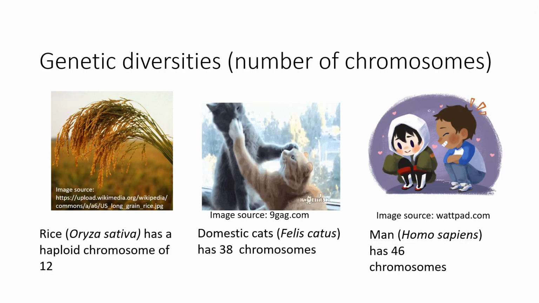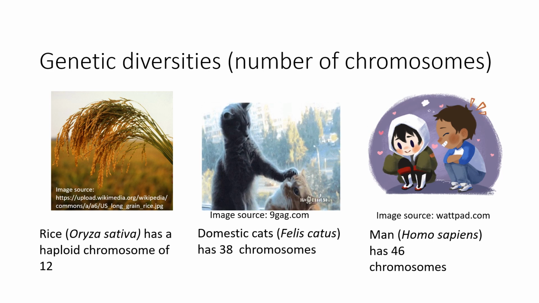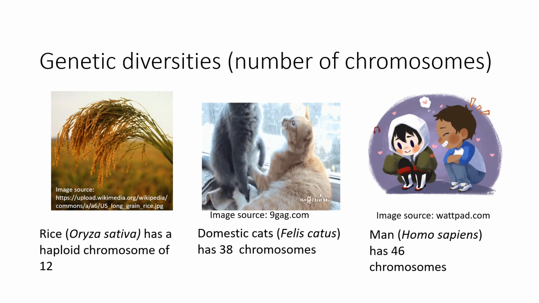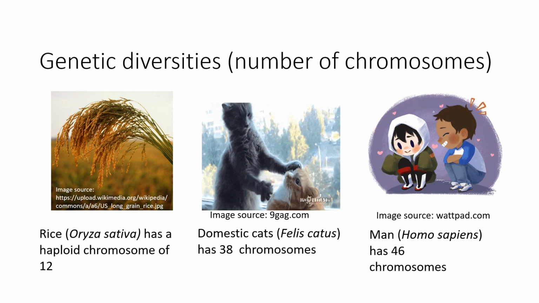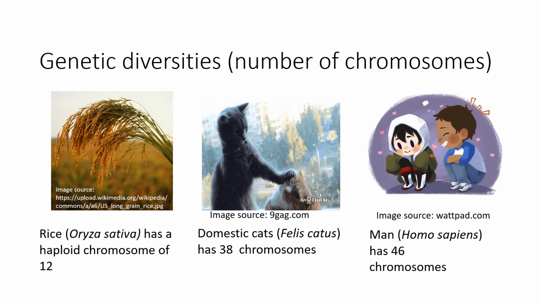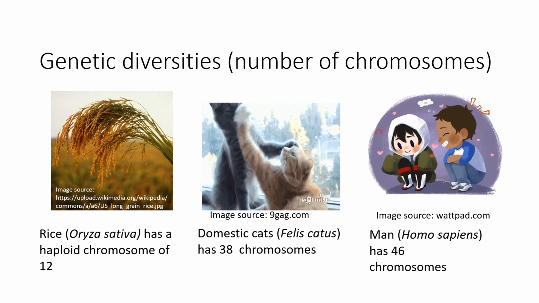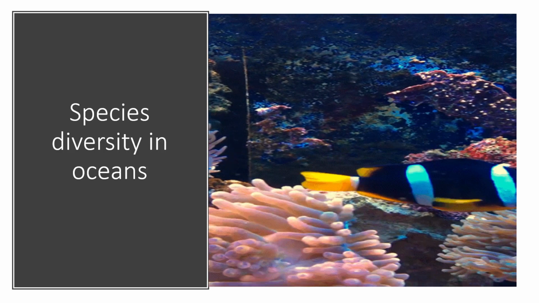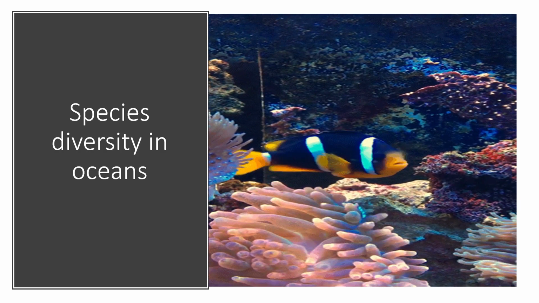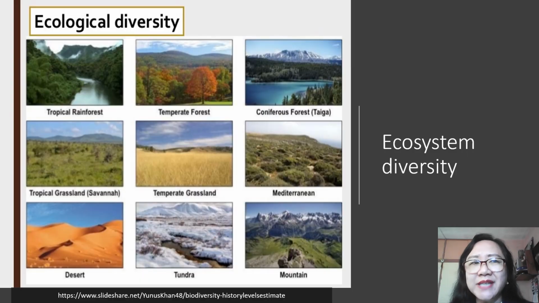This is also an example of genetic diversity in the number of chromosomes. Rice has a haploid chromosome number of 12. Domestic cats have 38 chromosomes. Man has 46 chromosomes. This is an example of species diversity in oceans. Here is also an example of ecosystem diversity, also known as ecological diversity. So we have tropical rainforest, temperate forest, coniferous forest, tropical grassland, temperate grassland, desert, tundra, mountain, and many more.